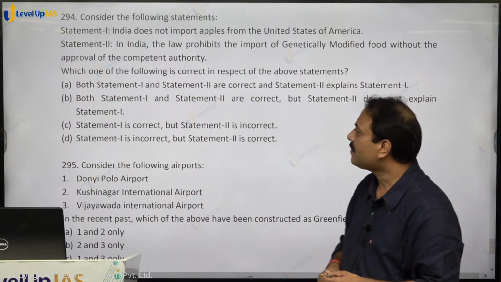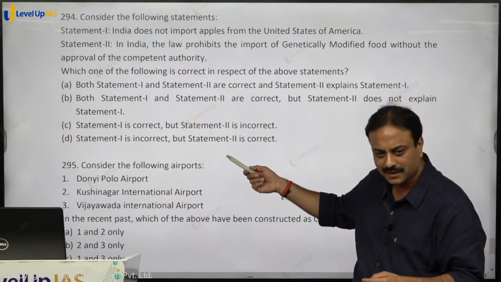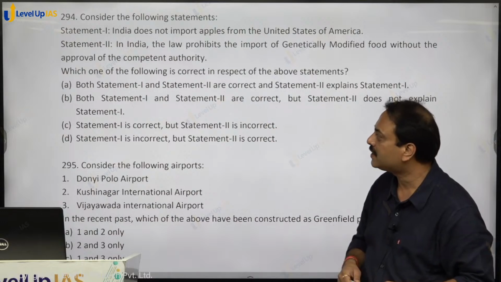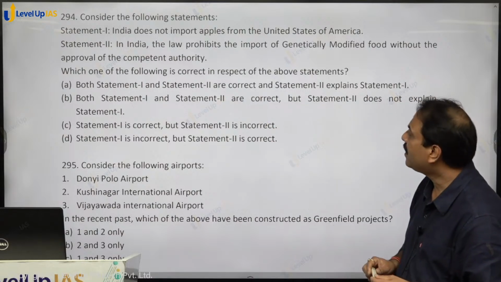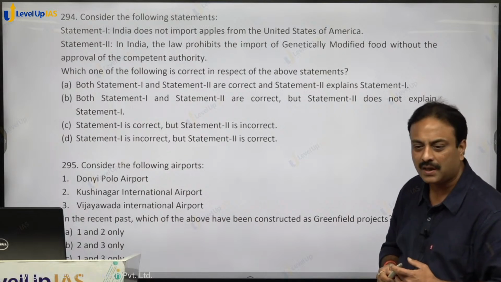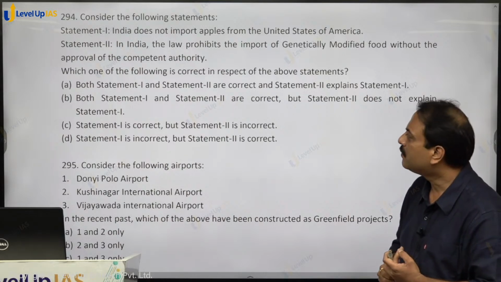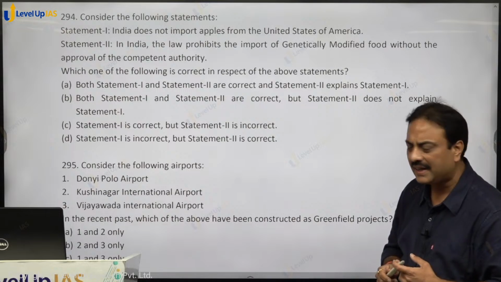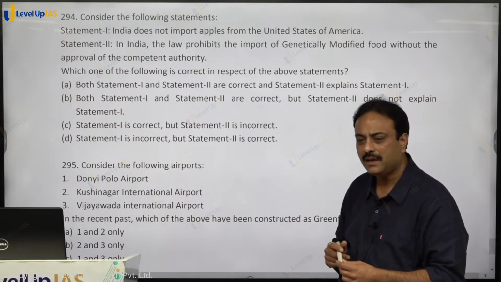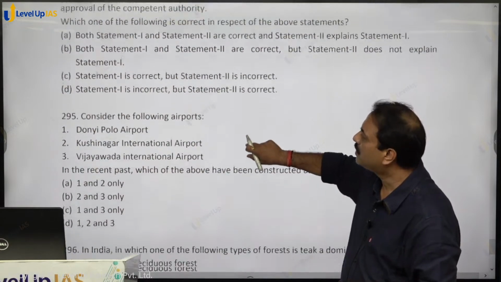In India, one statement is wrong, answer found. Option D, yes or no? Have a look at statement 2 also. In India, the law prohibits the import of genetically modified food without the approval of the competent authority. It's correct. So 1 is wrong, 2 is correct. So option D for dog shall be the right answer for this particular question.